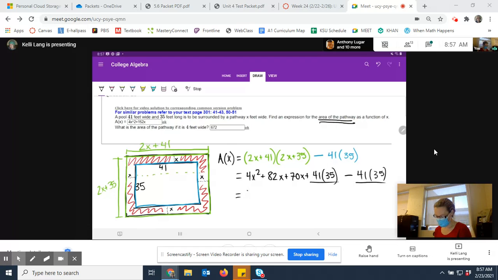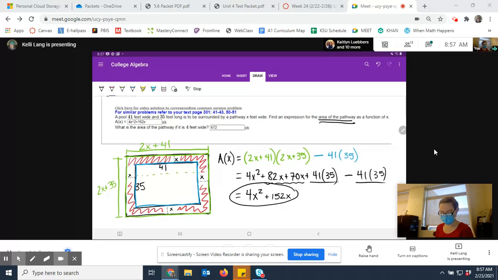And then simplifying by combining our like terms here, we end up with 4x squared plus 152x. So that would be the function once we've simplified it down. And that's your answer for the first part of the question.